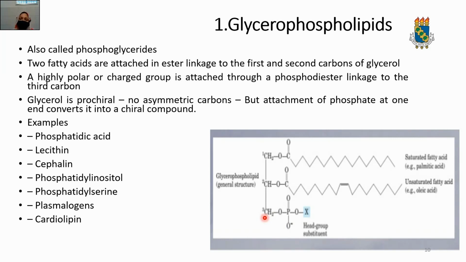The different examples of glycerophospholipids include phosphatidic acid, lecithins, cephalins, phosphatidyl inositol, phosphatidyl serine, plasmalogens, and cardiolipins. These have different compositions of fatty acids, and also the attachment of different groups to the third carbon.